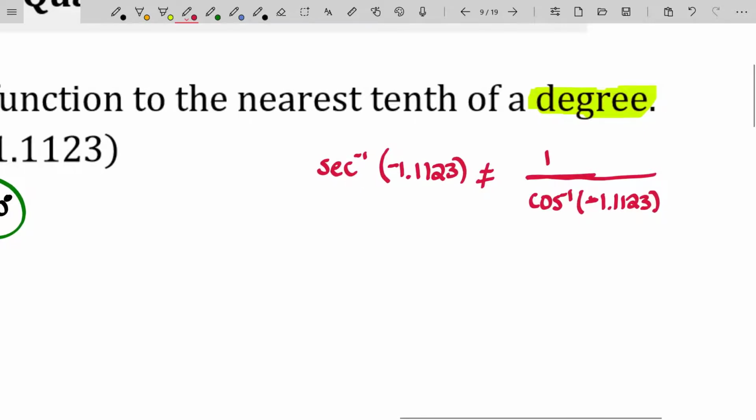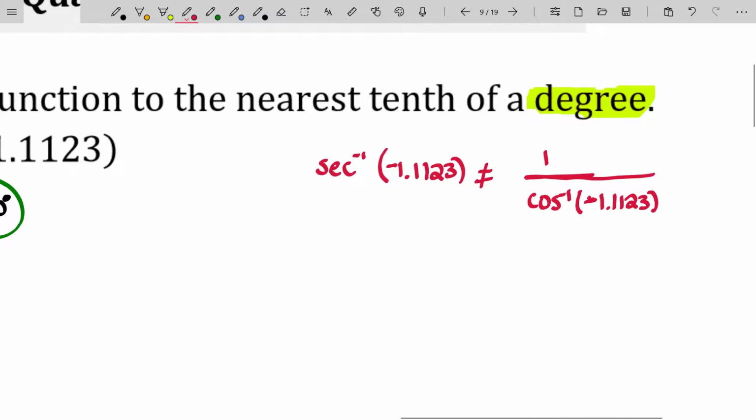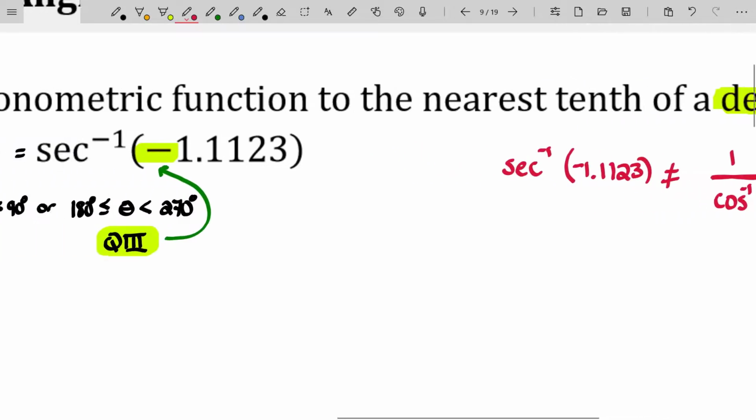The reciprocal relationships between the trig functions are only between the trig functions. So if these were not inverses, it would be sort of true, even though technically speaking, you cannot plug a negative. Well, no, yeah, this would be true if it was not an inverse function. But the secant inverse is not the reciprocal of the cosine inverse. So unfortunately, that's just not the case. So let go of that. You can only do the reciprocal stuff when they're the base trig functions, not the inverse trig functions.